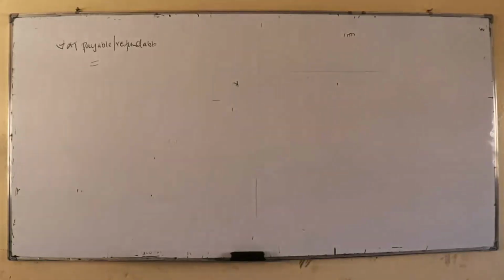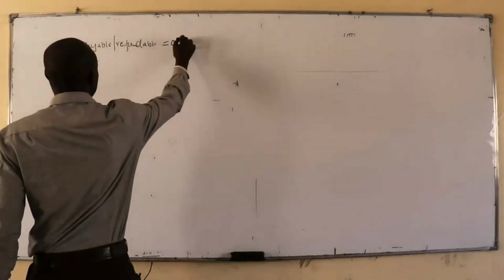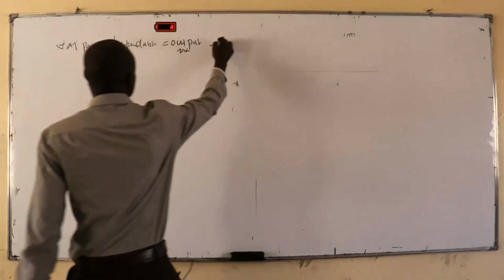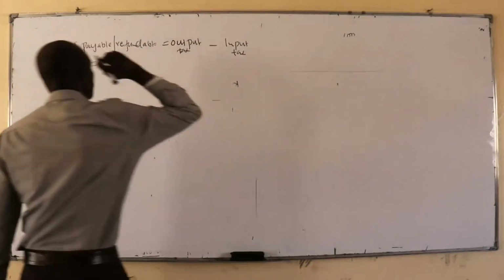So we're looking at how to account for VAT. We're saying VAT payable or refundable is equal to output tax minus input tax. That is how you account for VAT.